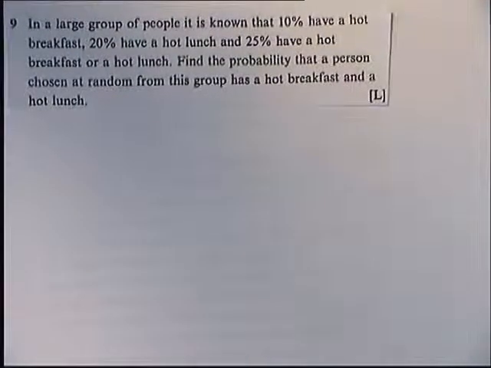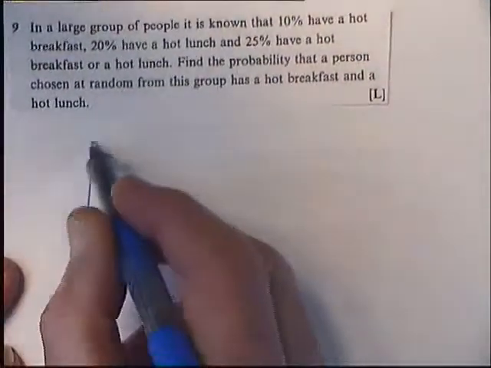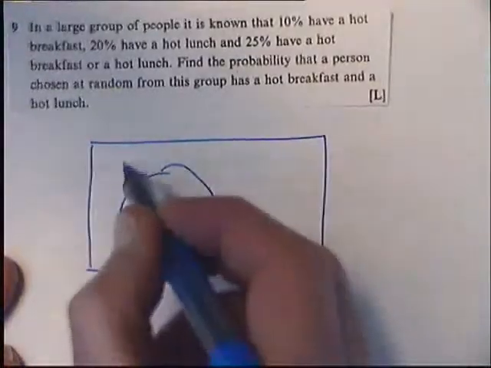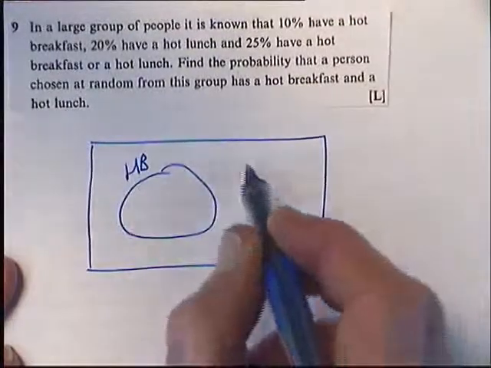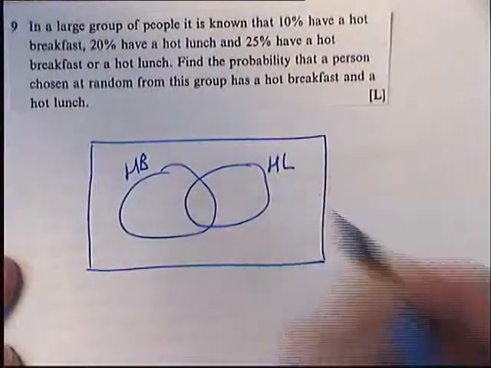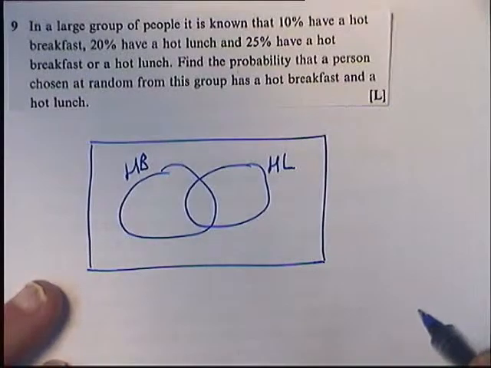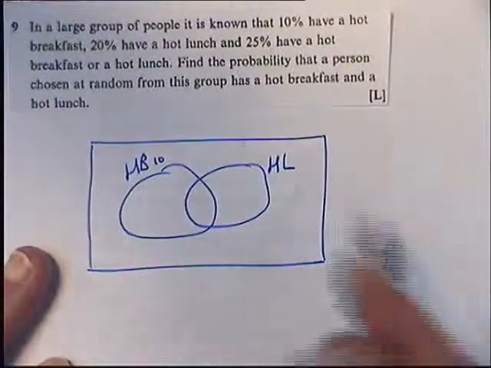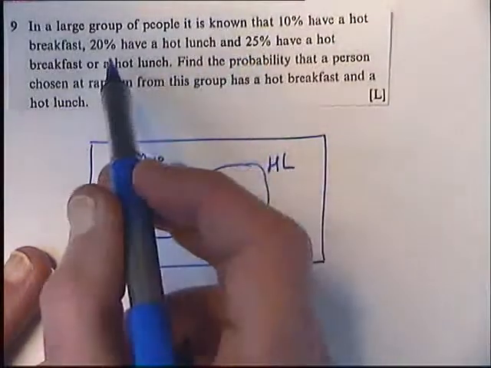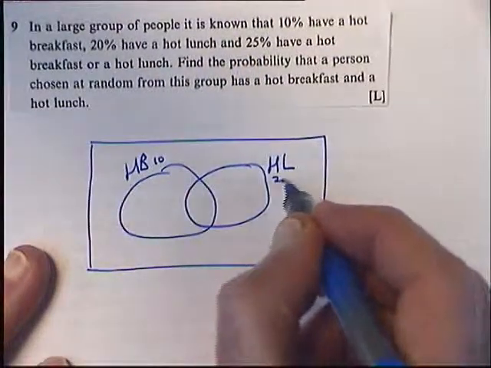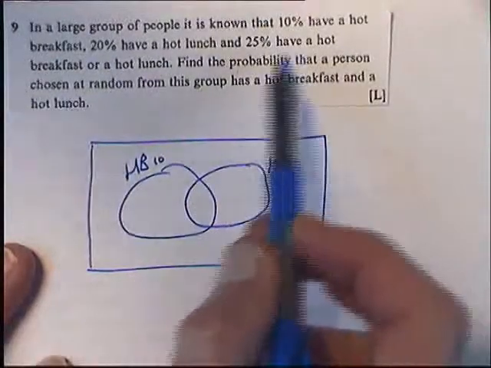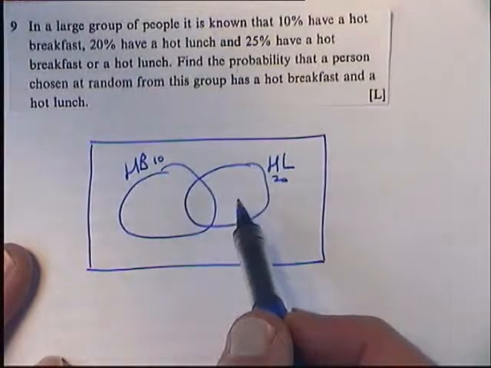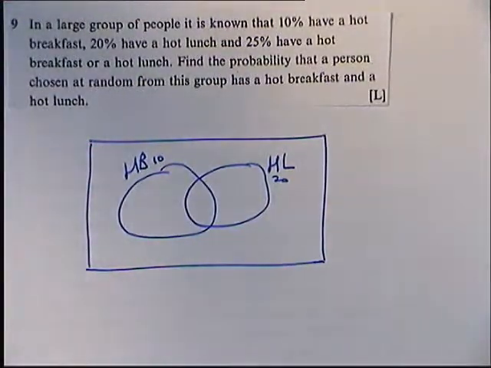I can see some people are drawing it already, yeah. Start off with a Venn diagram. And we're interested in hot breakfasts and we're interested in hot lunches. We know 10% have a hot breakfast and hot lunch is 20%, and altogether hot lunch or a breakfast, that's those three numbers added together here, that one and that one, make 25.